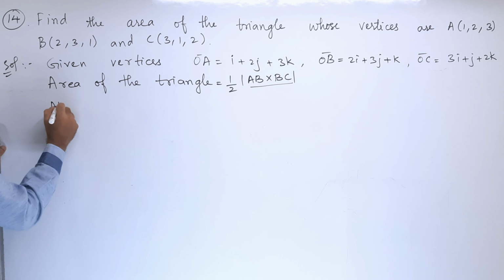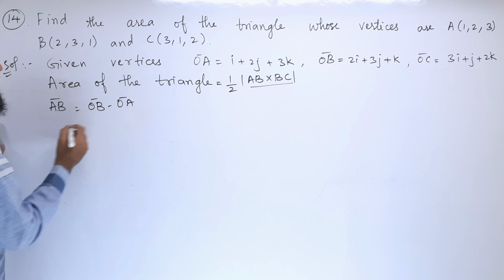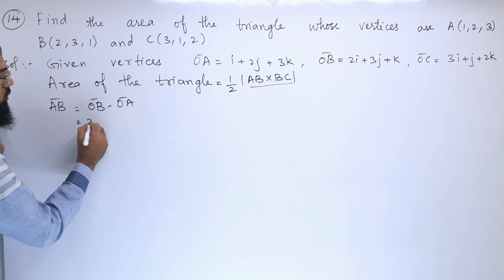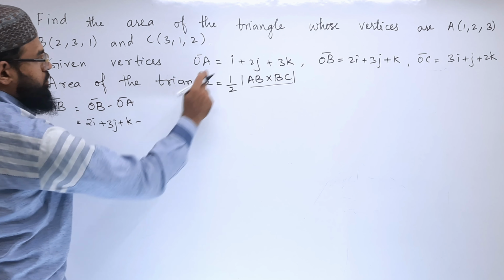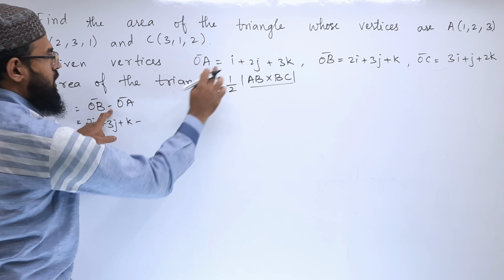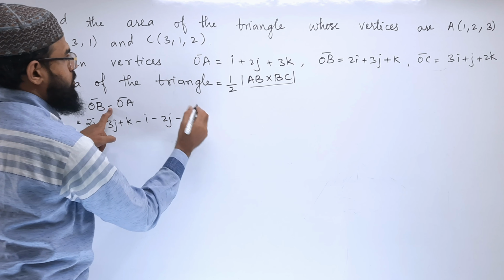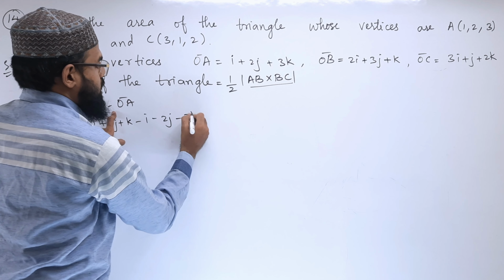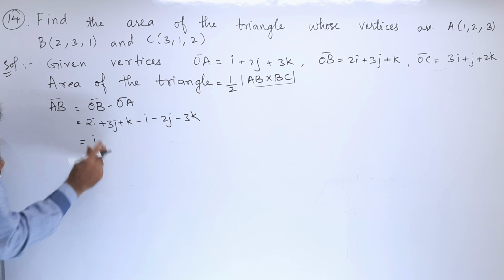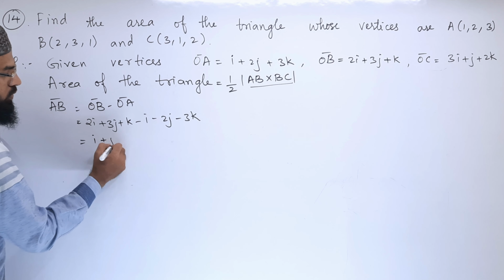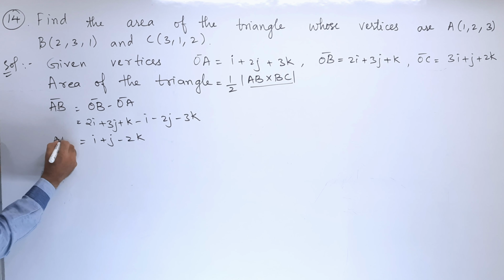For that, let us find out AB. So AB means OB minus OA. So OB is 2i plus 3j plus k minus OA. Minus into plus is minus i. Minus into plus is minus 2j. Minus into plus is minus 3k. 2i minus i is i. 3j minus 2j is j. k minus 3k is minus 2k. So this is AB.